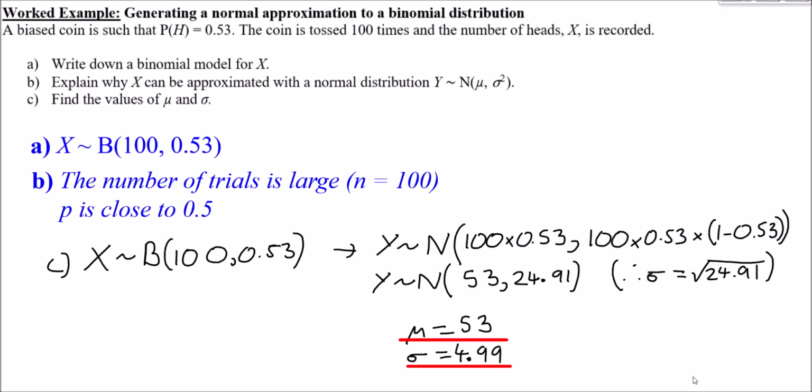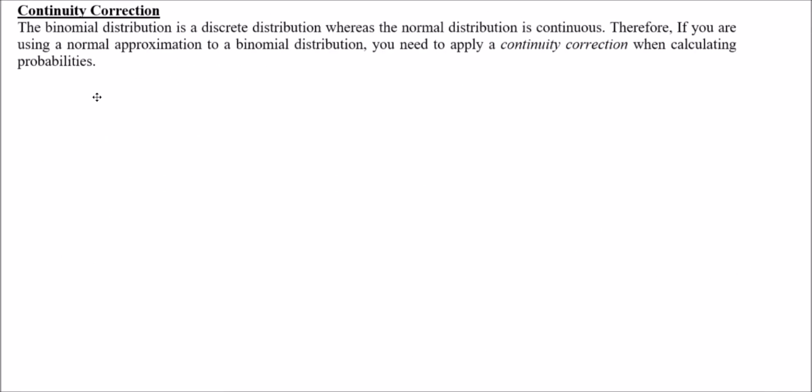Next, if we are going to approximate the binomial using a normal distribution, we need to consider the fact that the binomial distribution is obviously different to the normal. One is continuous, but the binomial distribution is for discrete data. So what we need to do is apply something called a continuity correction to the distribution. So what is a continuity correction? Well, like I've just said, the binomial distribution is discrete, whereas the normal is continuous. So if you're using a normal approximation to a binomial, we need to apply continuity correction when calculating probabilities.